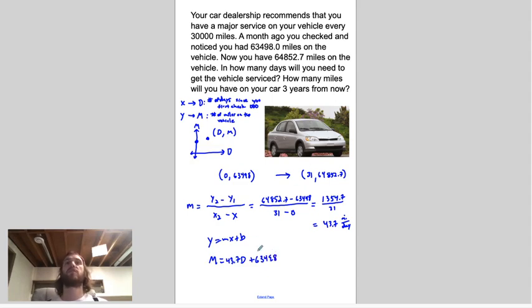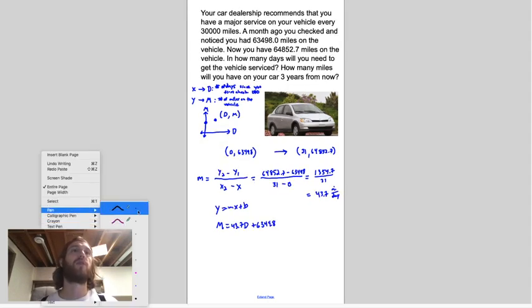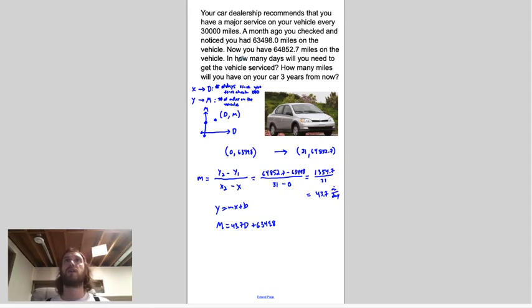Now, let's look at the questions it's asking, and this is where I'm going to leave you to solve these. The first question is, in how many days will you need to get the vehicle serviced? Well, you need to get the vehicle serviced when the odometer hits 90,000 miles. So plug in M equals 90,000 and solve for d to get how many days until it needs to get serviced. That will be days from the first time that you checked.